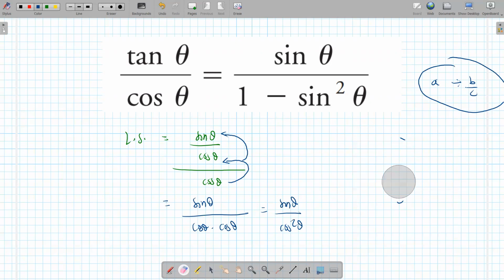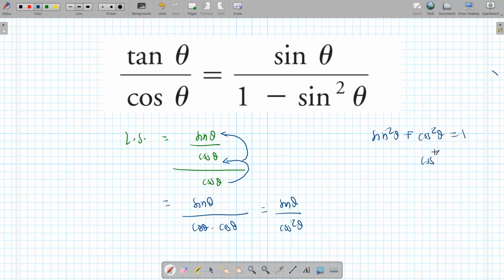And we did this earlier using this guy. Sine squared theta plus cosine squared theta equals 1. What is cosine squared theta? It'll be 1 minus sine squared. You just want to move this to the other side, right? a plus b is 1. That means b is 1 minus a. Same idea here. Sine squared plus cosine squared is 1. That means cosine squared is going to be 1 minus sine squared. And you're pretty much done, because that's what we have on the other side.